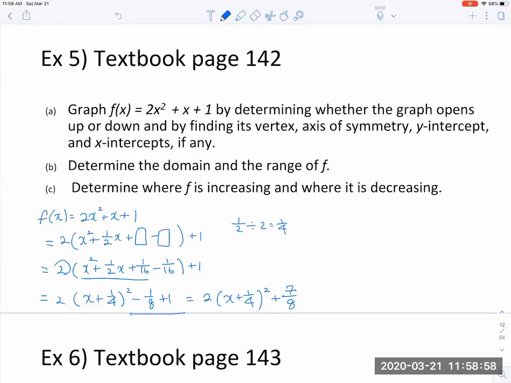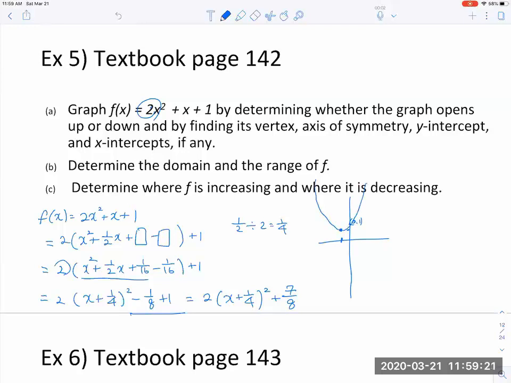So this graph is going to show you negative 1 over 4, which is negative 0.25, and a very small number here. And the slope is positive. It's going to be upward. You're going to pass through (0, 1). So it is going to be like that.